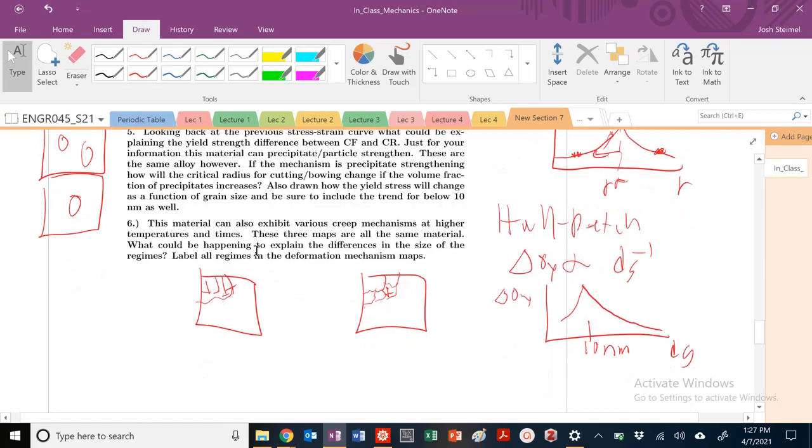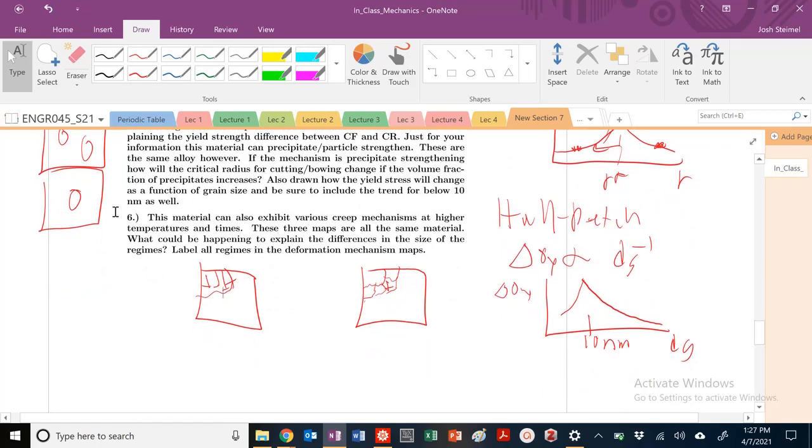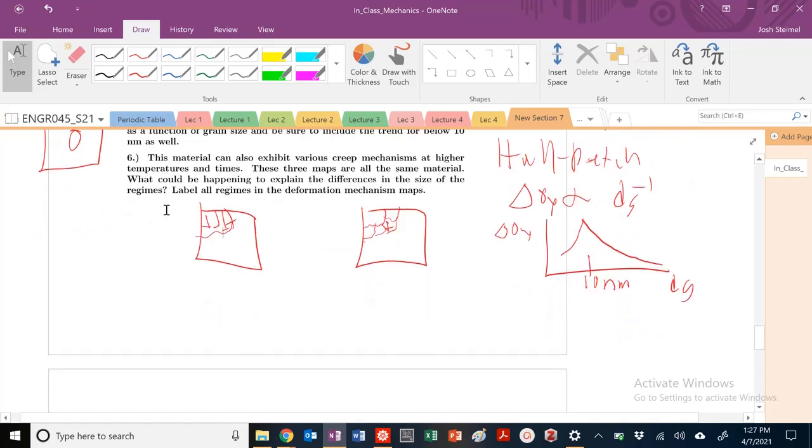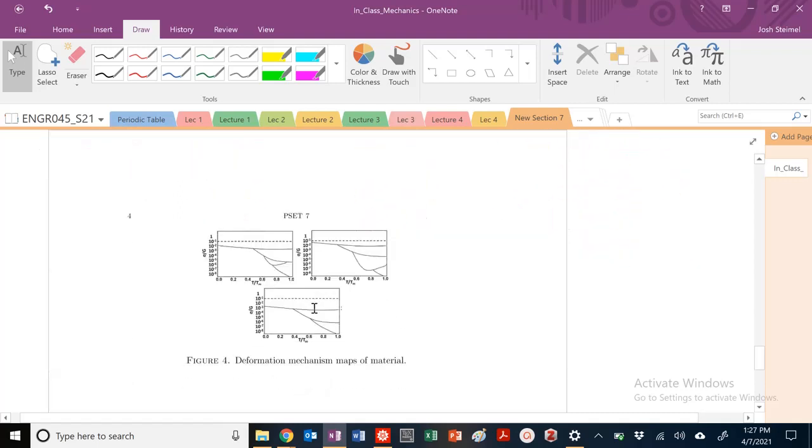So, yep. All right, let's move on to number 6. Material can also exhibit various creep mechanisms at different times and temperatures. The maps are all the same material. What can be happening? Explain the difference in the size of the regimes. Label all the deformation mechanisms.